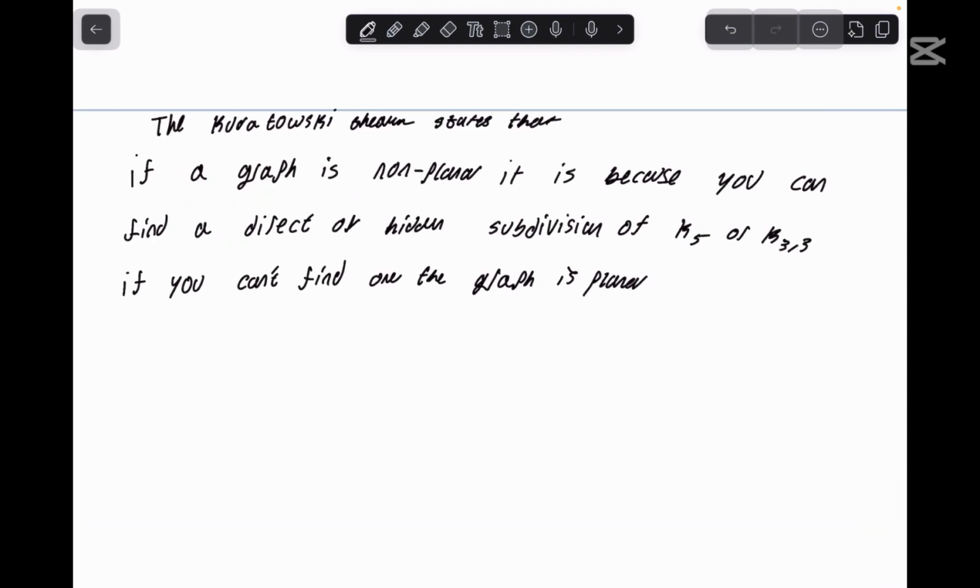To sum up, the Kuratowski theorem states that if a graph is non-planar, it is because you can find a direct or hidden subdivision of the complete graph of 5 vertices or the complete bipartite graph of 3 vertices split into 2 groups.